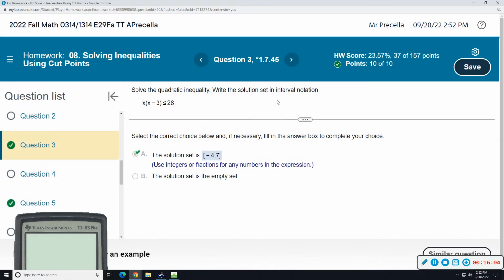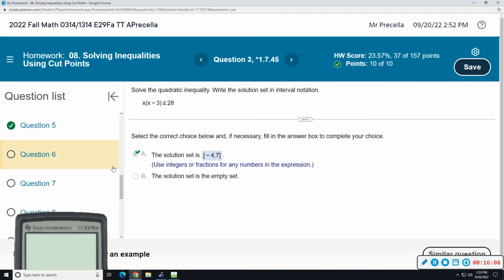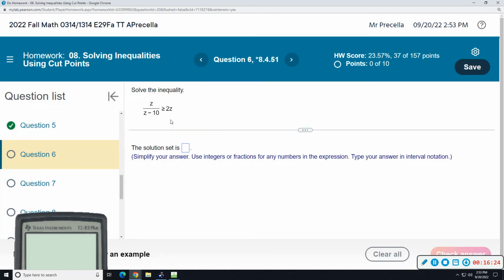Okay. Any questions? Six, the next one I want to do. Okay. Any questions? How do you know when to do the cut points? Notice at no time do the instructions ever say do cut points. What do you see in your problem that makes you decide to use cut points? Yeah, that inequality symbol. Perfectly said. If there's a less than or a greater than symbol, use the cut point method.